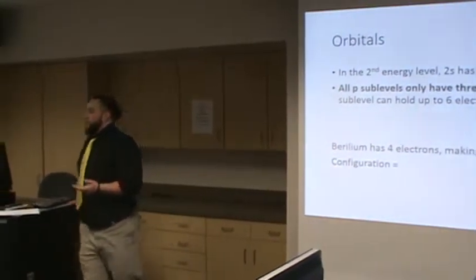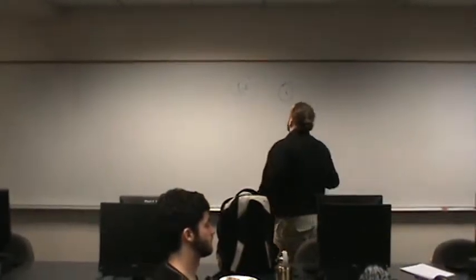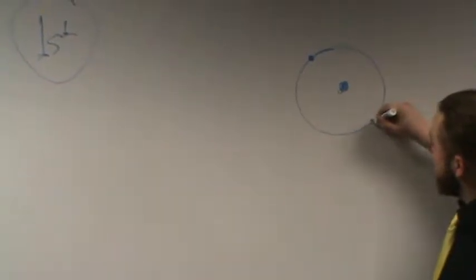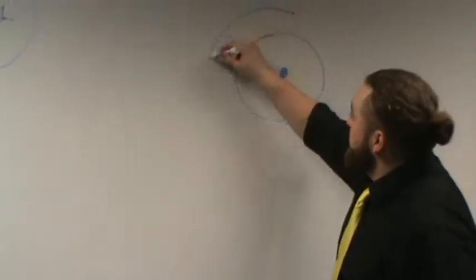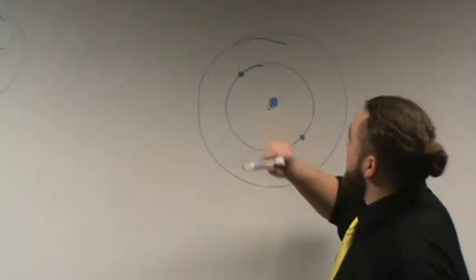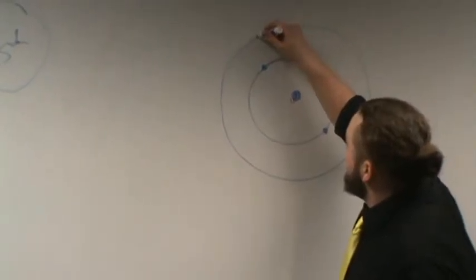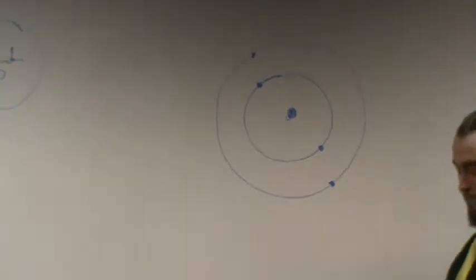So the second orbital, or energy level, here we have the center of the atom. We have our first energy level. It gets filled up with 2 electrons because it has one orbital. Then our second energy level, right there, oh, that's a bad line. There we go. This is our second energy level, right here. That's just one of the orbitals.